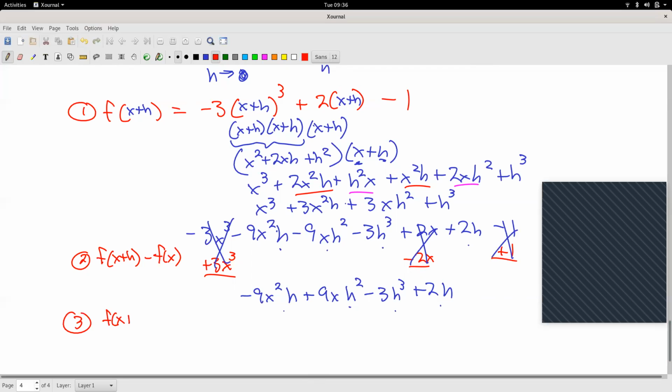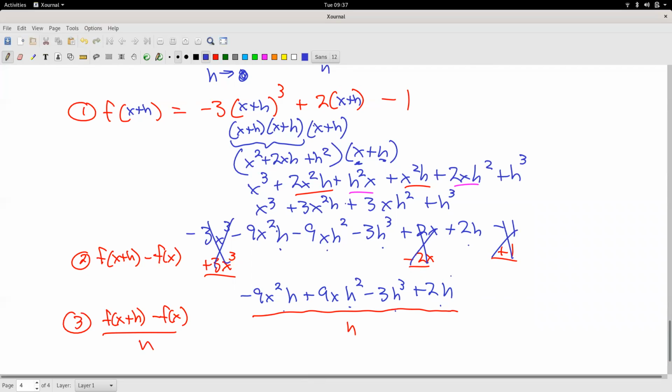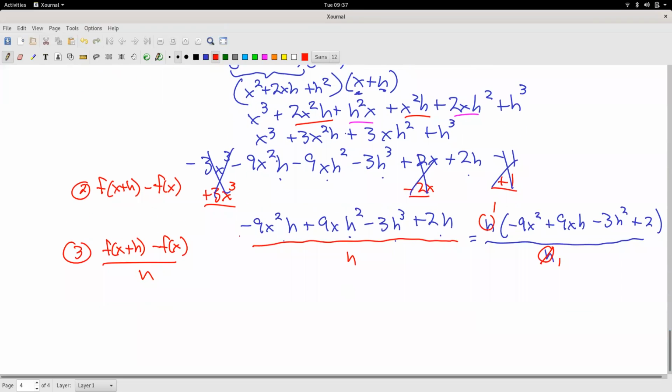So take this difference, which we just calculated, and divide it by h. And the safe way to do that is to realize here that each term in the numerator has an h in it. So I'm going to factor the h out. So next to this, I'm going to write what that looks like. That's going to be h times negative 9x squared plus 9xh minus 3h squared, right? I'm factoring an h out, plus 2. And we're dividing that h out. So h divided by h is 1. 1 times something doesn't change it, and dividing by 1 doesn't change it. So now we're ready for step 4 to take the limit of that remaining part.